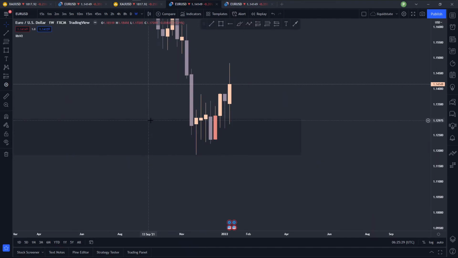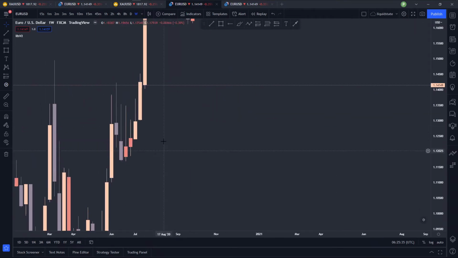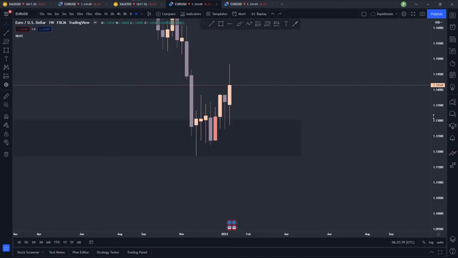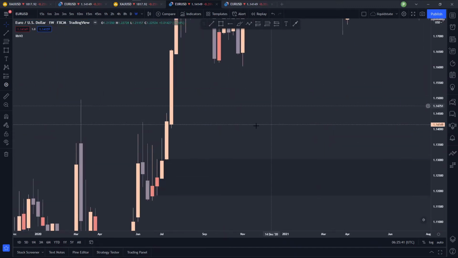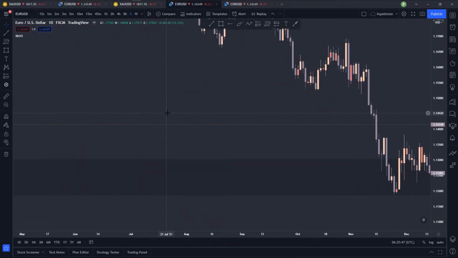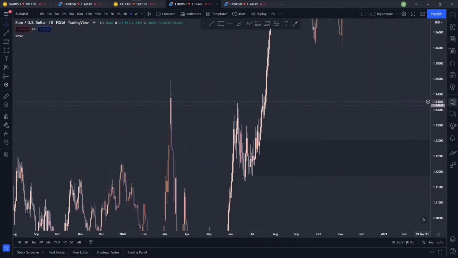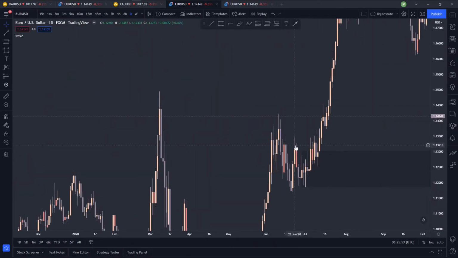So I already know that, in my weekly, I've already spotted my POI. This is my POI. The demand is my POI. So what I do is I refine my zones to at most my daily. I look for my most fresh and mitigated zone on the daily, and that's it.